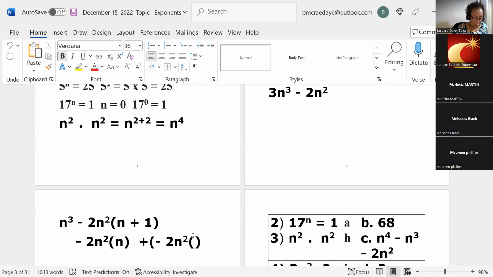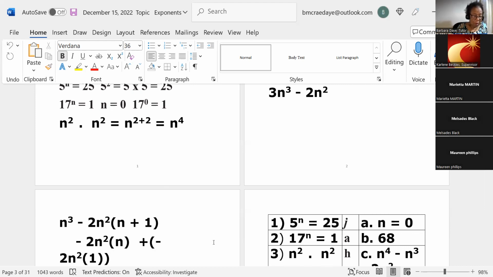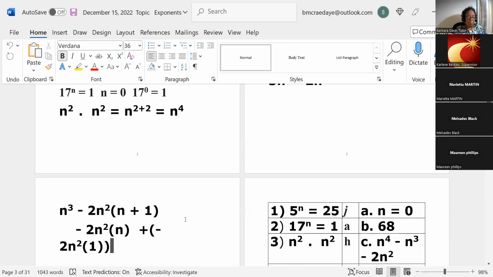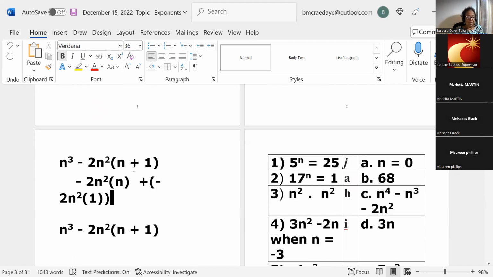I'll put the 1 here. Okay. And then I'll just put another parenthesis. All right. Now, 2n to the second times n. What is that equal to?